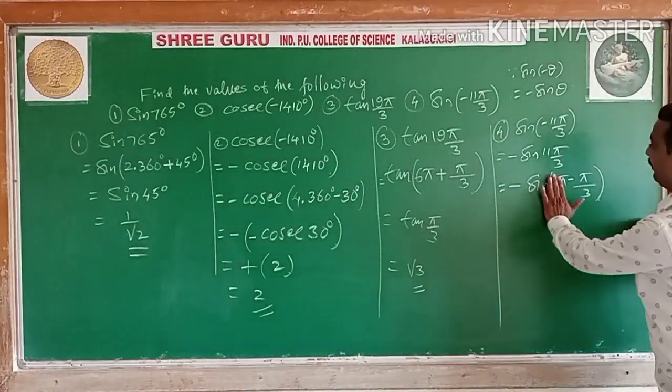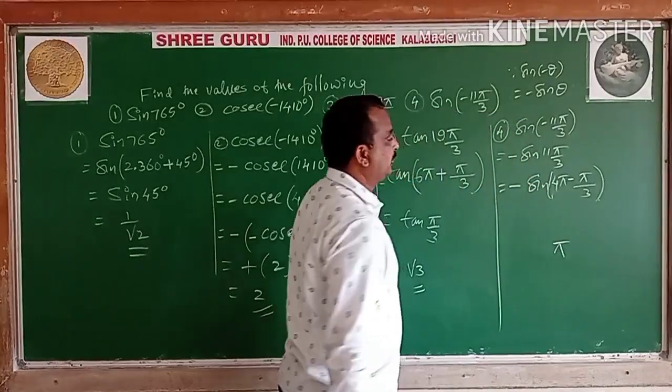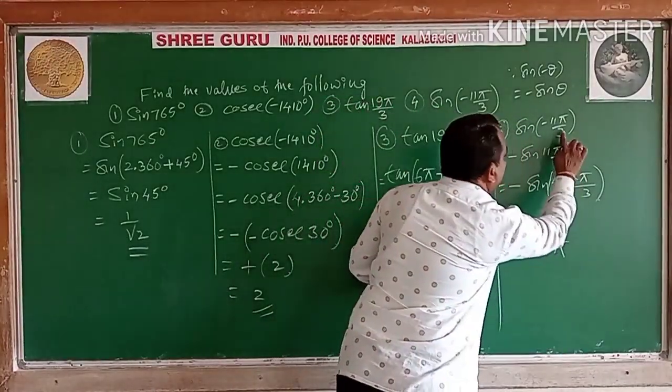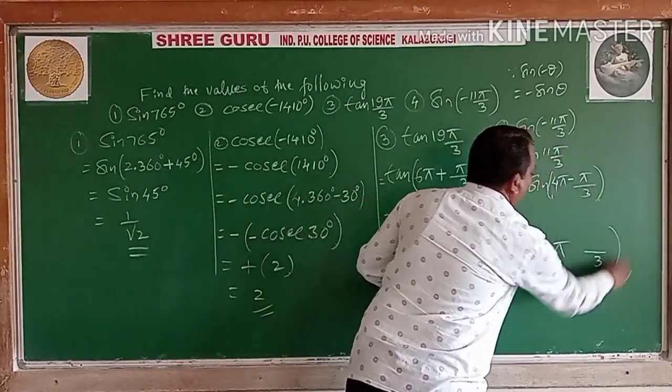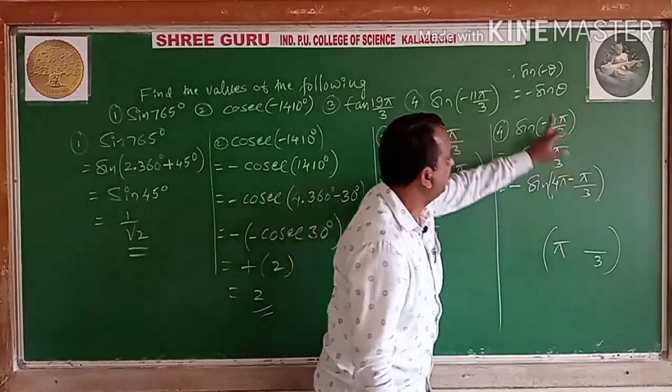First I have taken 1 pi here. Once again I repeat, first I have taken 1 pi here. Then whatever the denominator is there, here I am taking the denominator. I have not taken plus and minus, depending upon that plus and minus, here I am taking.